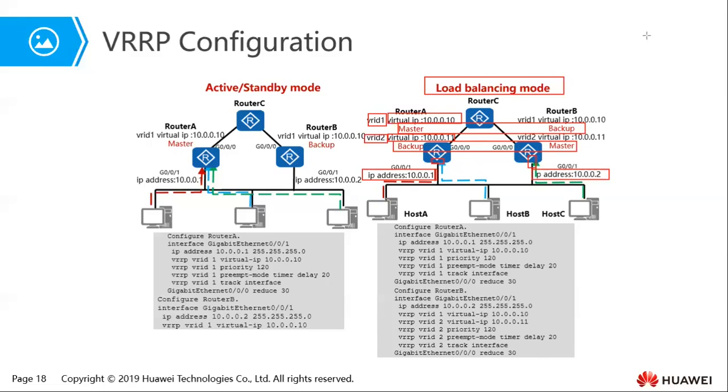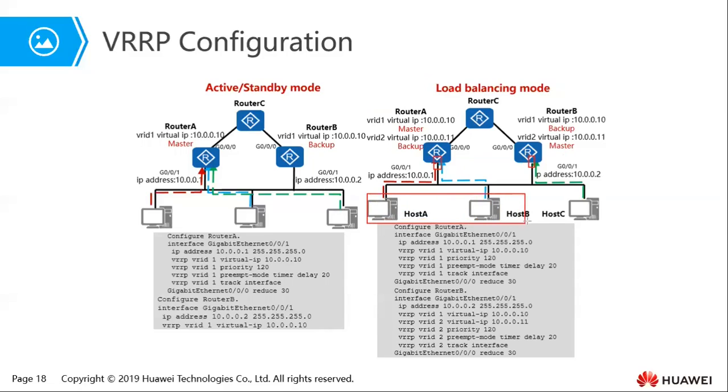I'm sorry, I think there's something I said there that is not correct. I'm getting confused a little bit. These are simply the physical addresses that we are configuring on this particular interface. But what I'm saying is, for host A and host B to forward via router A, you have to configure them with the gateway address 10.0.0.10. For host C to use router B, you have to configure it with the gateway address of 10.0.0.11.